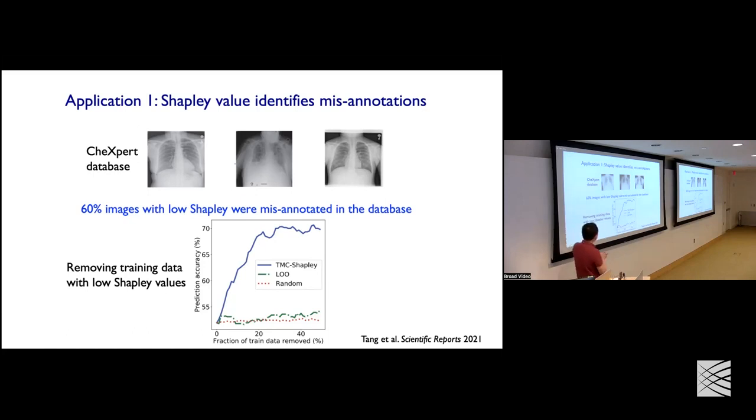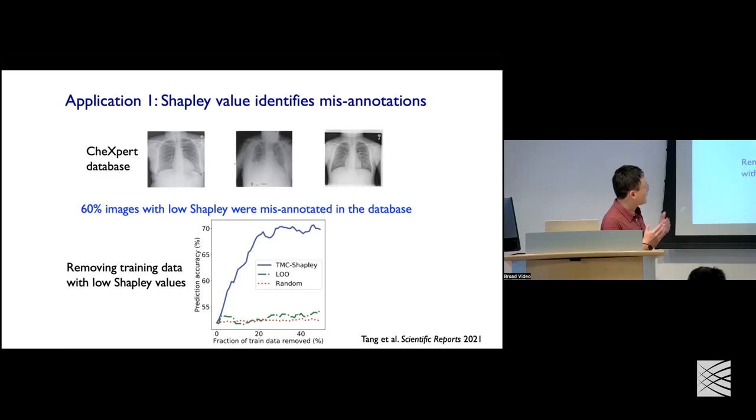In this case, we looked at the chest X-rays that have negative scores, and we had a panel of several radiologists re-evaluate each of those images. It turned out that about 60% of those images with low Shapley scores were misannotated in the original data set. For example, maybe they were annotated as not having pneumonia, but when people re-evaluated them, they decided the image does correspond to a patient with pneumonia.